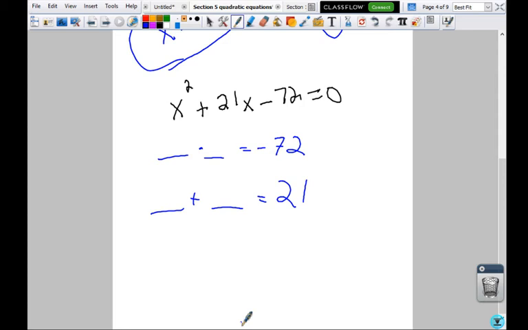So on your own paper, figure out how to factor it.